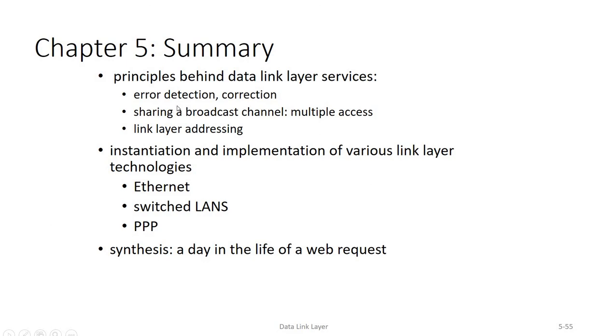So the chapter 5 summary, of what we have covered today: what we have behind the network layer, like error detection and error correction, and how we share the channel. We have multiple access, CSMA/CD and CSMA/CA. Then we have link layer addressing. Then we talked about the ARP protocol. Then we talked about Ethernet, how the switch works, and what PPP is. Then we said this one is self study. Then we showed how a day in the life of a web request goes.